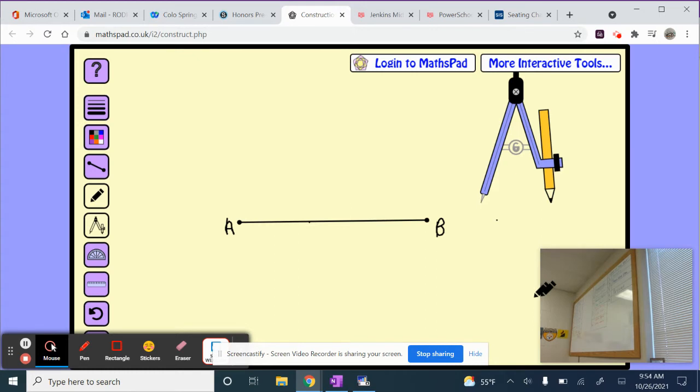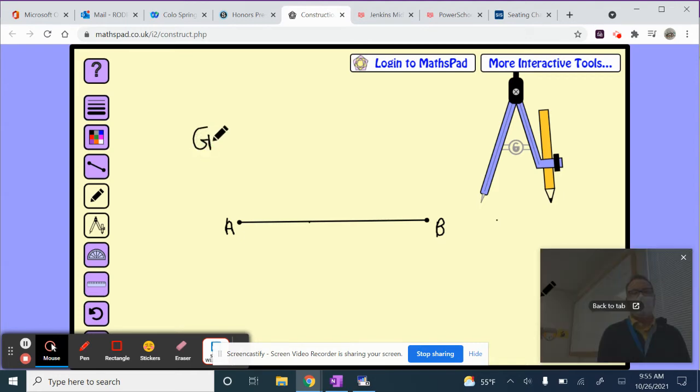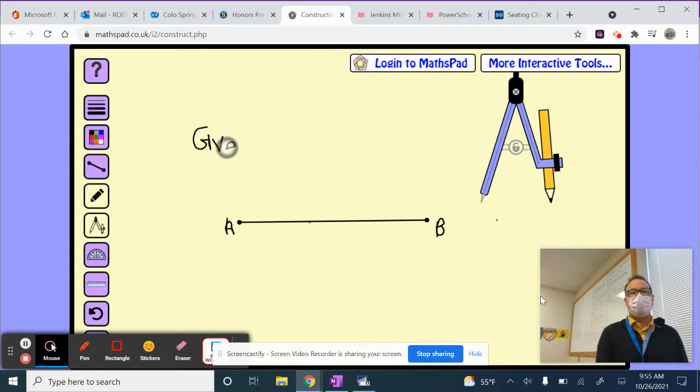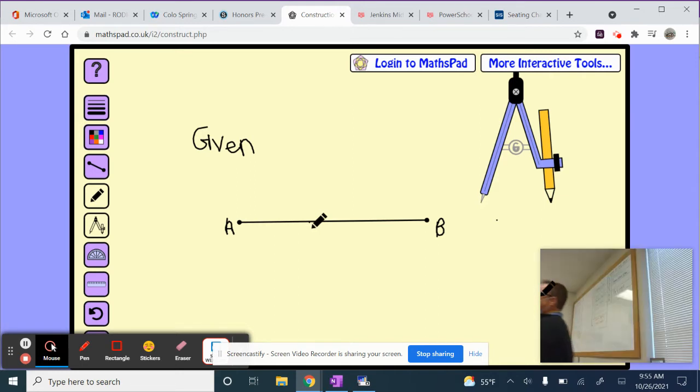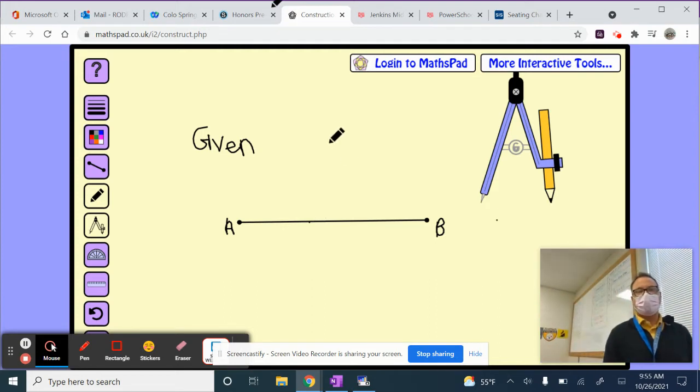Okay, now, the next thing we want to talk about is what we want to do, which is create the perpendicular bisector. So this is a given, okay? The first thing you have to talk about is your given. Your given, ladies and gentlemen, is you have to have that. Now, the nice thing about this construction is that's the only thing we need to be given. We don't even need to be given the midpoint. You guys see that?